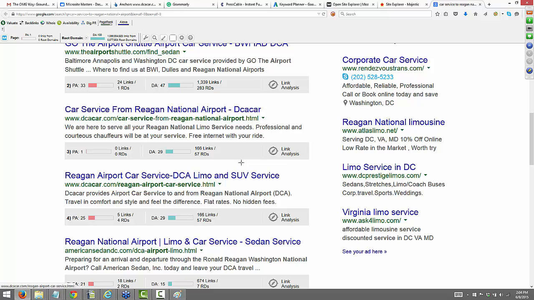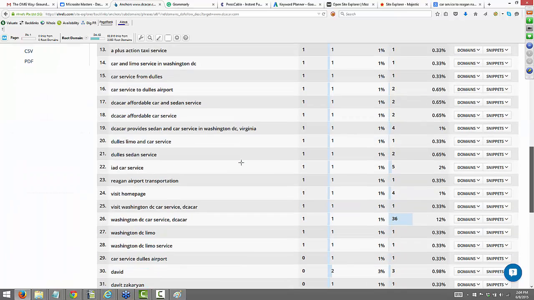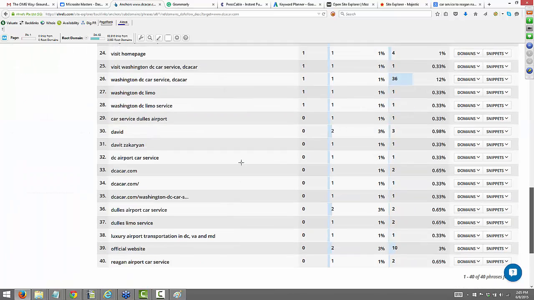And the reason for that is because these links are going to the home page. Their site is themed about this topic. Even the smaller ones like car service, car service, car service, these are all going to the home page.